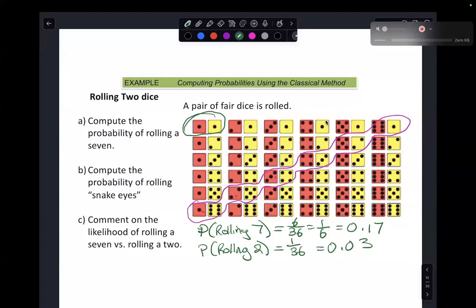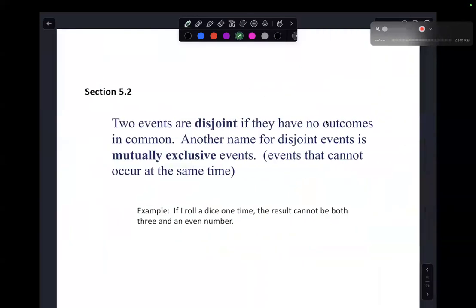Questions on this? Right, so now we're going to talk about if our events are not disjoint. So we're going to talk about if there's overlap. That's what we're going to talk about next. That's 5.2. Okay, so we're done with 5.1.